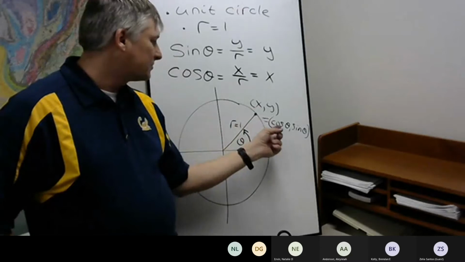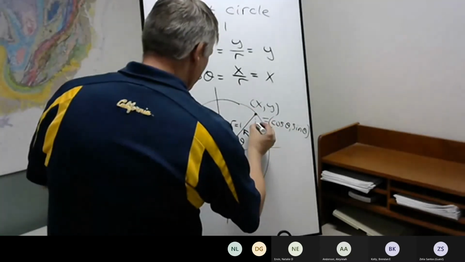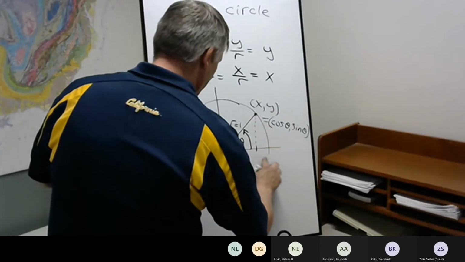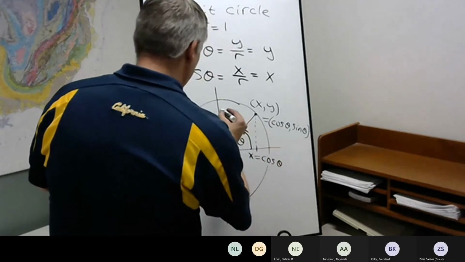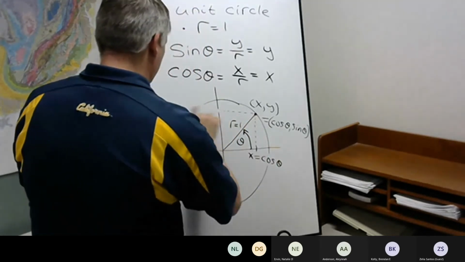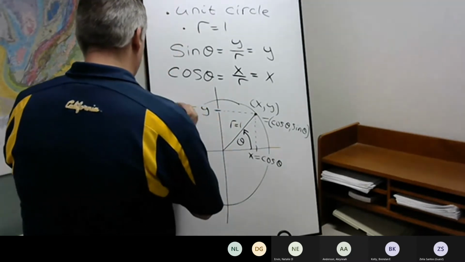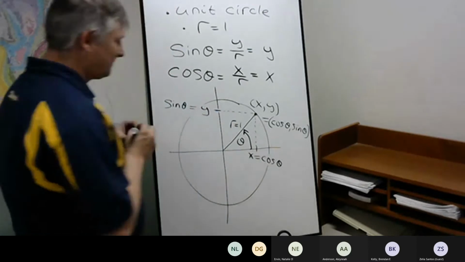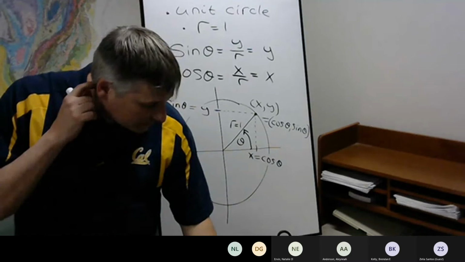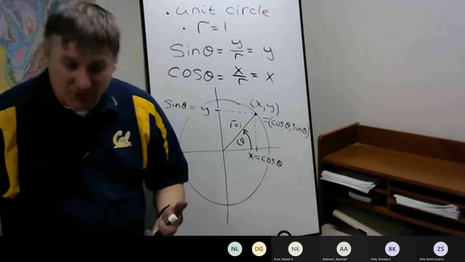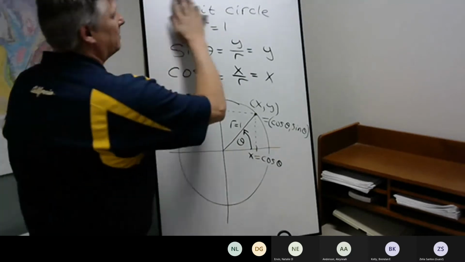So x is cosine theta, y is going to be sine theta. So that's how the unit circle is going to work. Now, with the unit circle, we have some canonical functions, and I can post a unit circle that you can use. I can put one up on the Blackboard website.